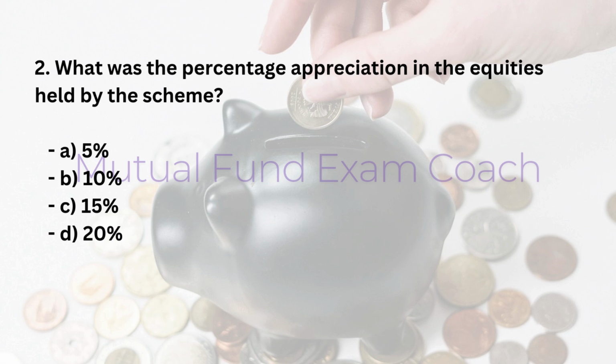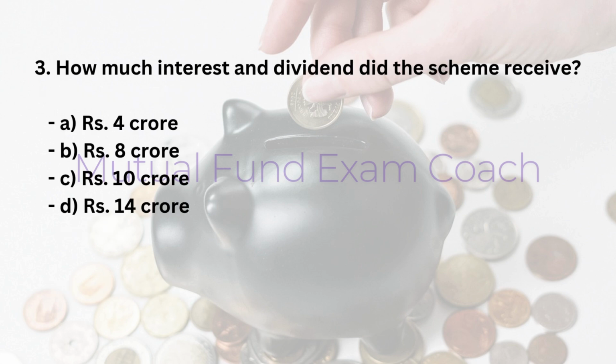2. What was the percentage appreciation in the equities held by the scheme? A. 5%. B. 10%. C. 15%. D. 20%. Answer, B. 10%. 3. How much interest and dividend did the scheme receive? A. 4 rupees crore. B. 8 rupees crore. C. 10 rupees crore. D. 14 rupees crore. Answer, B.